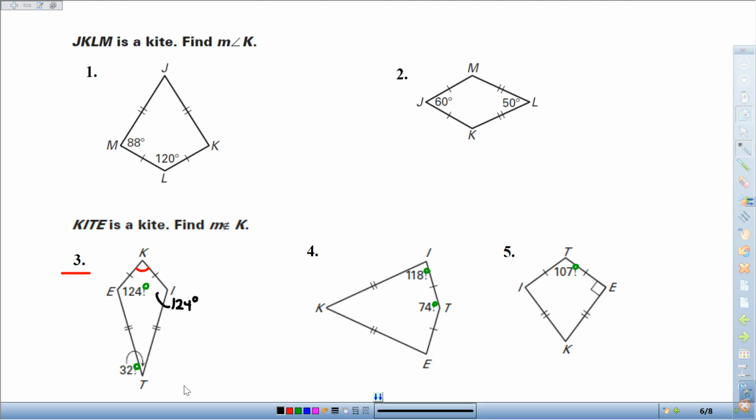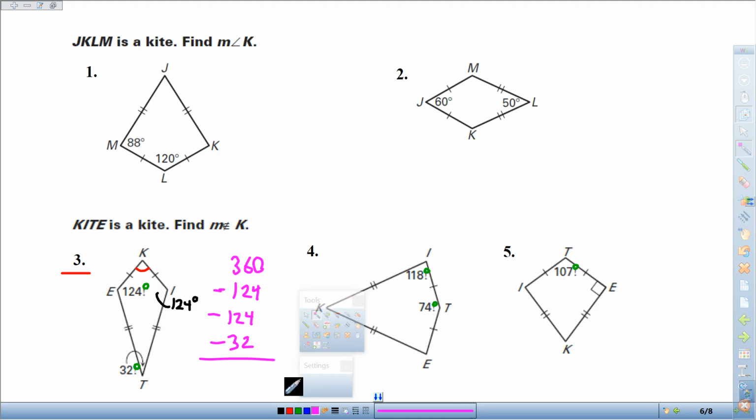If you guys notice, all of a sudden, I have 3 of these angles of a quadrilateral. And if you remember, the quadrilateral's angles add to 360. If I'm looking for a missing angle and I know all 3 others, just subtract them from 360. So that's what I'm going to do. 360 minus 124, minus 124, minus 32. That's going to give me my missing angle. So let me type that in. And it looks like we're getting 80. So there it is.